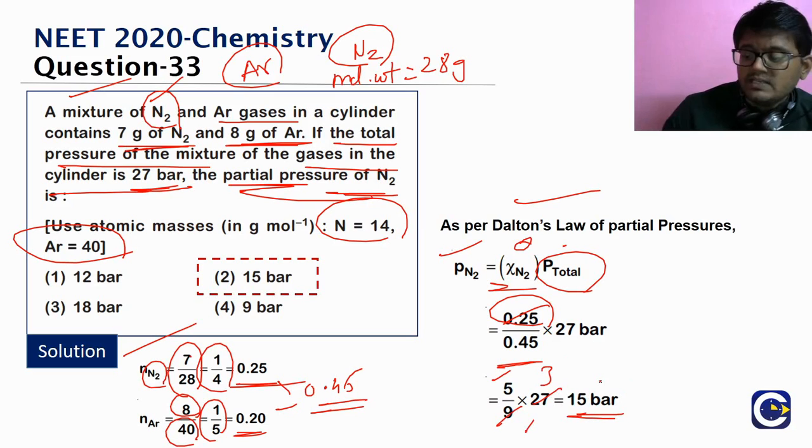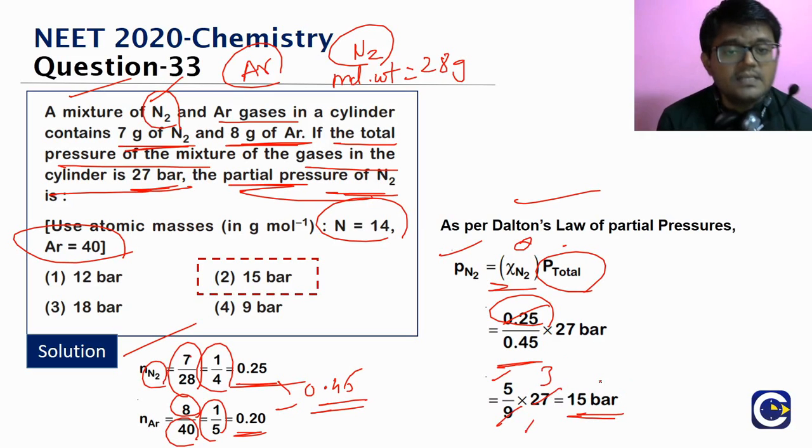So the partial pressure of nitrogen gas will be 15 bar. This is a straight question. All we are doing is getting the number of moles of nitrogen, the number of moles of argon, finding the mole fraction of nitrogen, and applying Dalton's law of partial pressures. That is it.